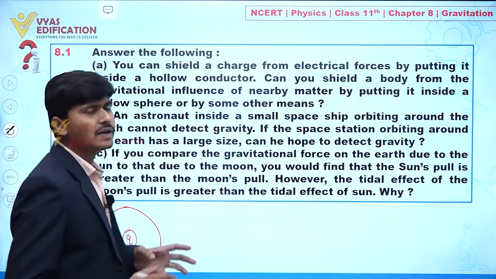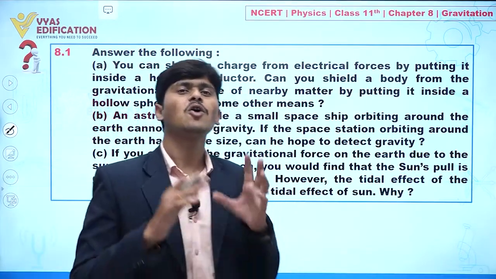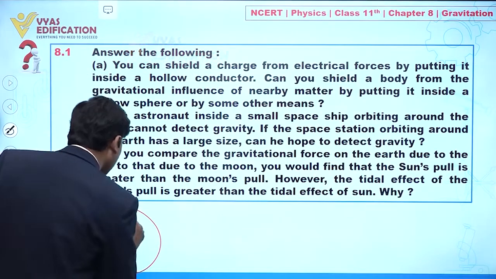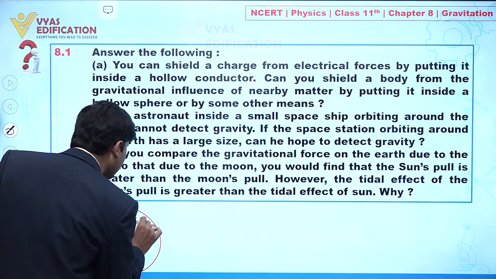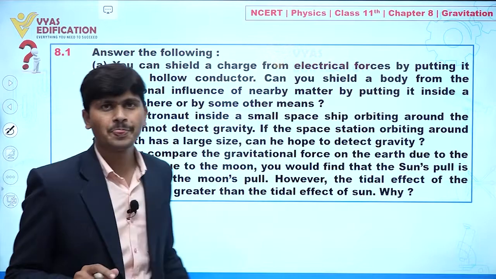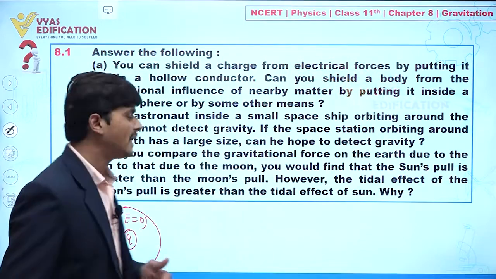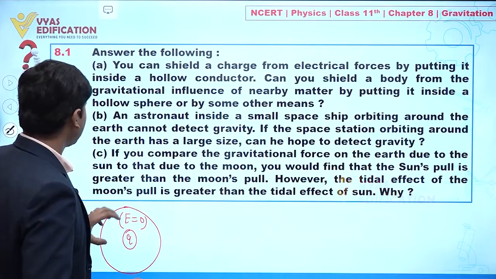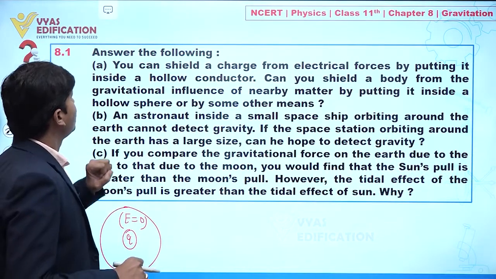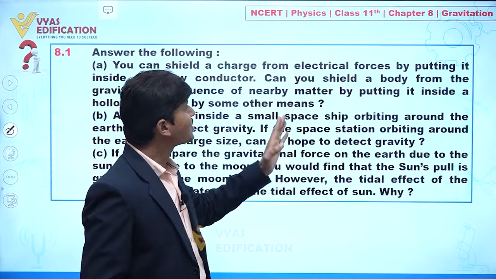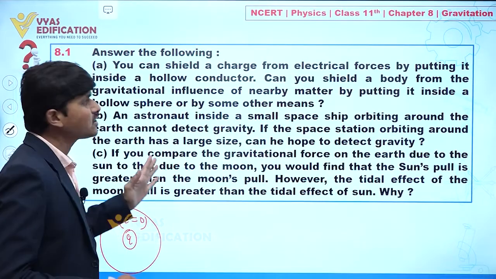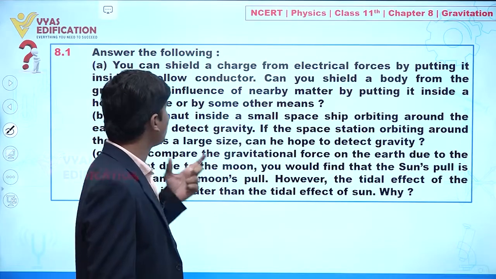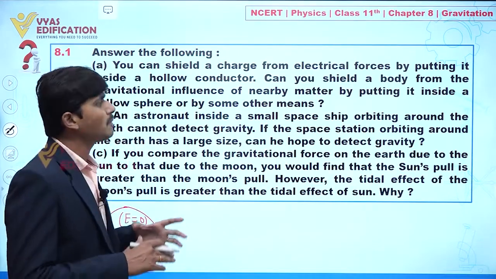Now we know very well, if we are talking about a hollow conducting shell or hollow conducting sphere, at that time the electric field inside this hollow conductor is 0. So the electric field inside this conductor we have 0. But it is given, can we shield a body from the gravitational influence of nearby matter by putting it inside a hollow sphere or by some other means?